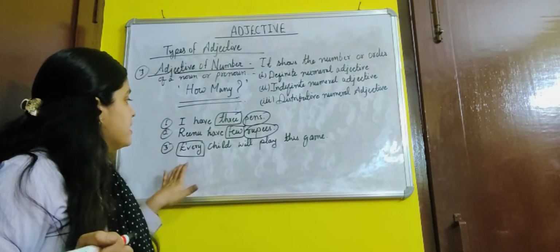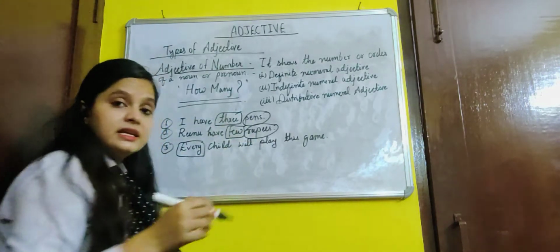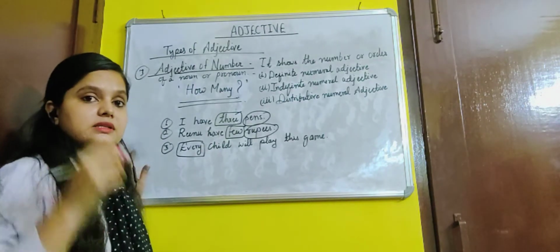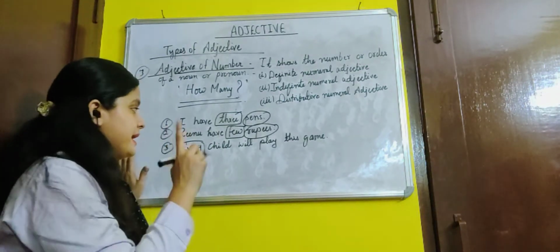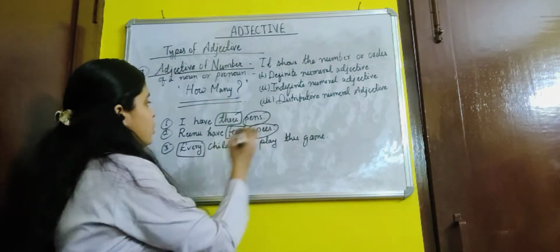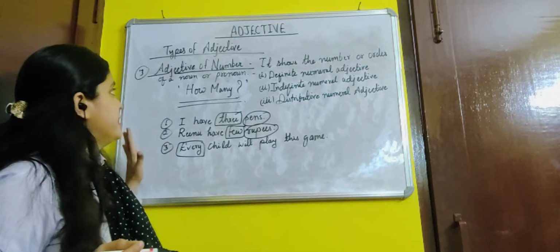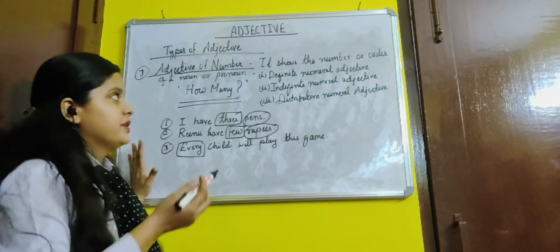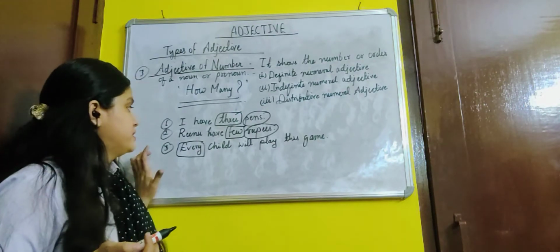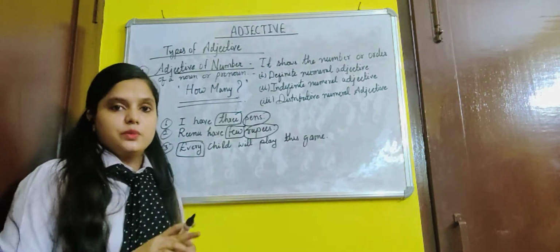And last, the word every. Here the word every is telling the one person at a time. It means we are talking about one person. Every child will play this game. So 3, few, every, all these are examples of adjectives of number. 3 is a definite numeral adjective. Few is the example of an indefinite numeral adjective, and every is the example of distributive numeral adjectives.